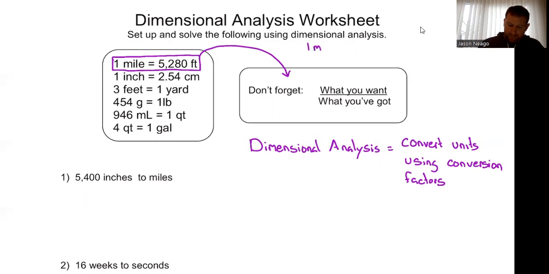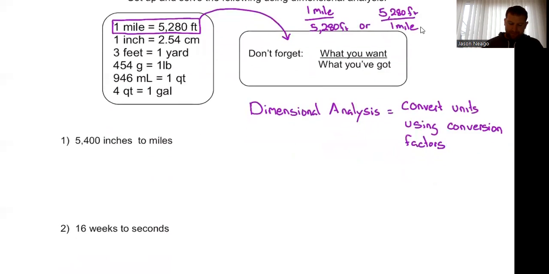When I create it as a conversion factor, I can either write it as 1 mile over 5,280 feet, or I can write it as 5,280 feet over 1 mile. Once again, these are both equivalent, and I can switch them depending on what I want to get rid of. So let's do an example problem.